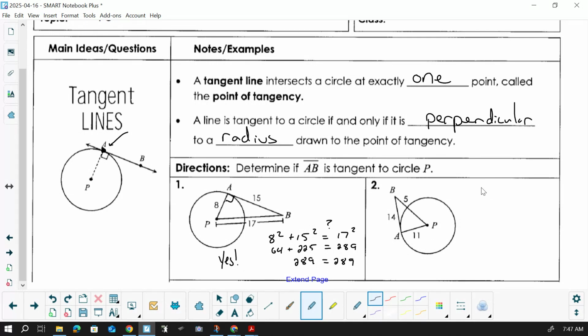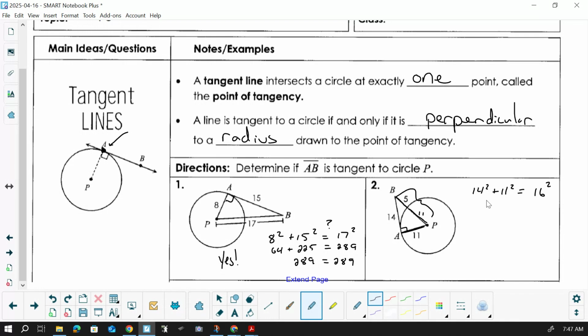Okay, let's try this one. 14 squared, 11 squared. All right, see if this is a right angle. Now notice this is a radius, 11. Notice this 5 is only to here. So the actual length of this whole side would be 5 plus this radius here, 11, which is 16. We want to see if this is a right triangle.